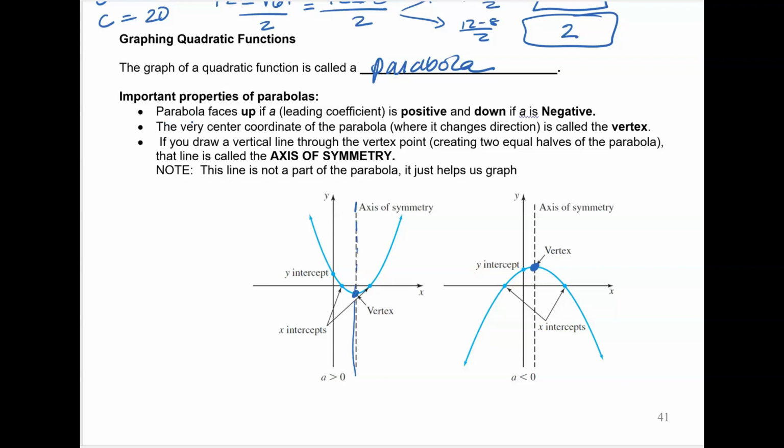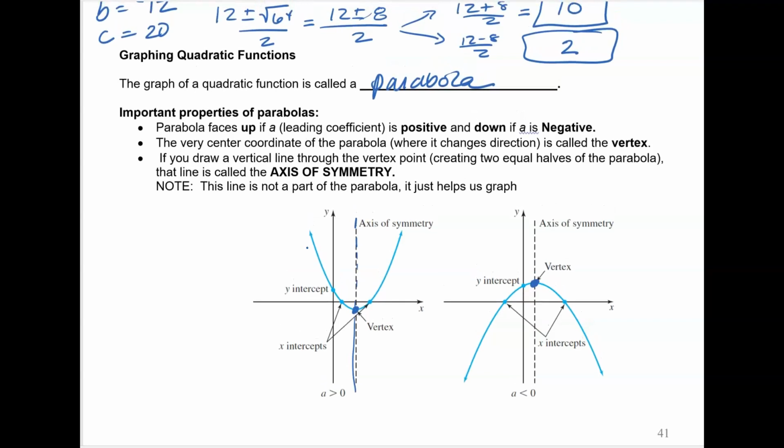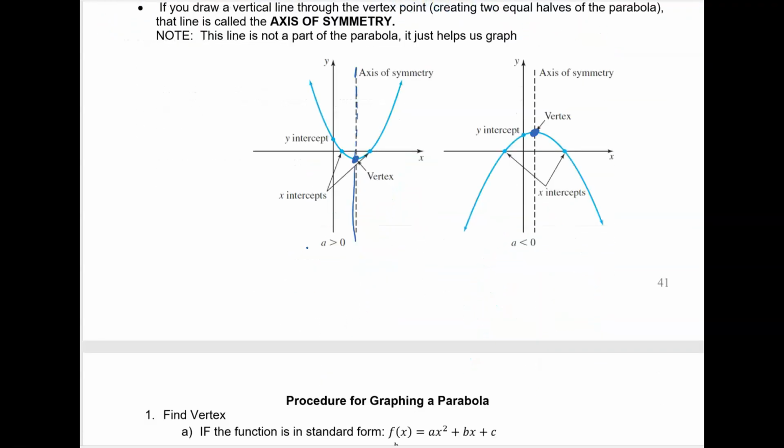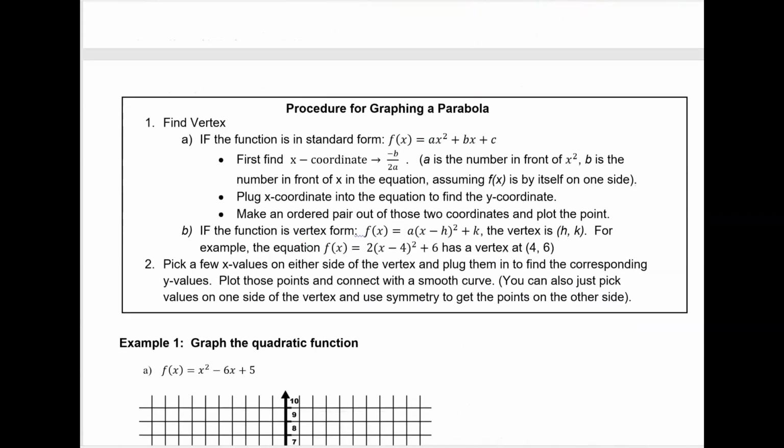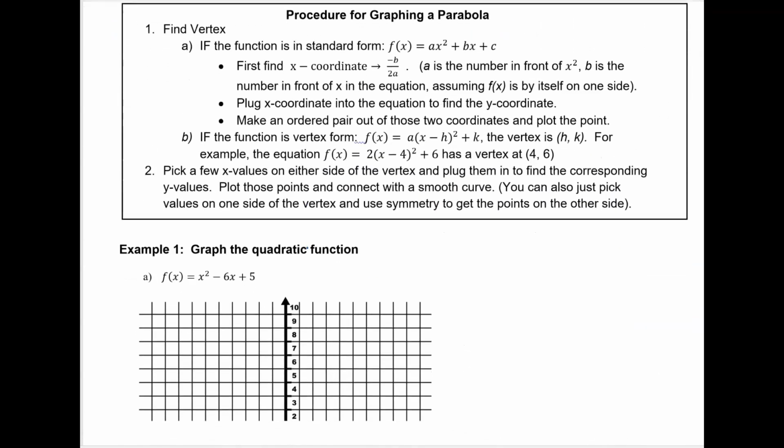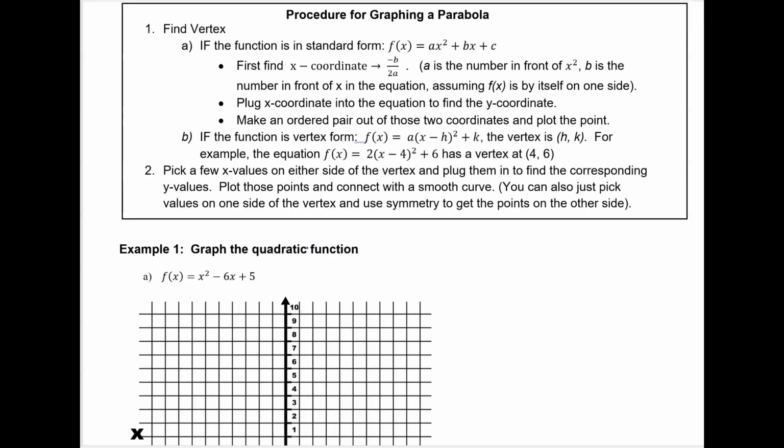And then notice the parabola is going to face up if the leading coefficient, which is the number in front of the x squared, is positive. If it's negative, it's going to face down. So that can help you check if you're on the right path for graphing. I've got some instructions here in the box for how to graph.